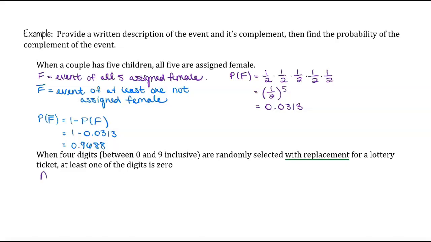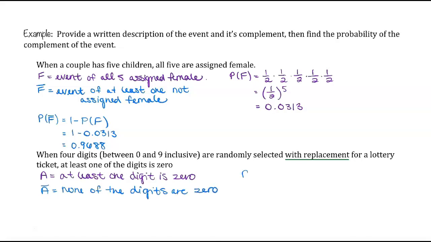Let's label this event with capital A and describe it as at least one digit is 0. Now we need to think through what the complement of event A must be. If the event A is at least 1, then the complement is the idea of none. With A being the event of at least one digit being 0, then the complement of A would be the idea that none of the digits are 0.